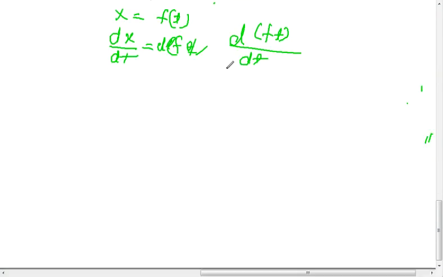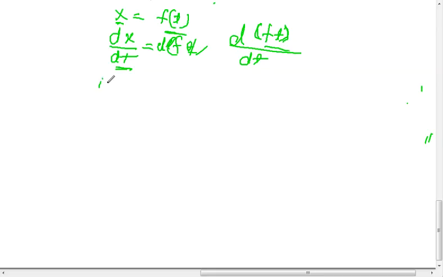Here, I can write displacement as a function of time. So dx by dt will be equal to something like this. And if I say the displacement is maximum, what should dx by dt be?